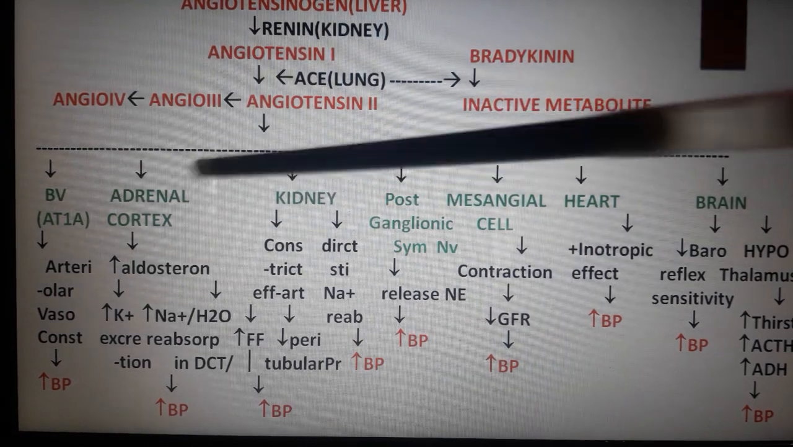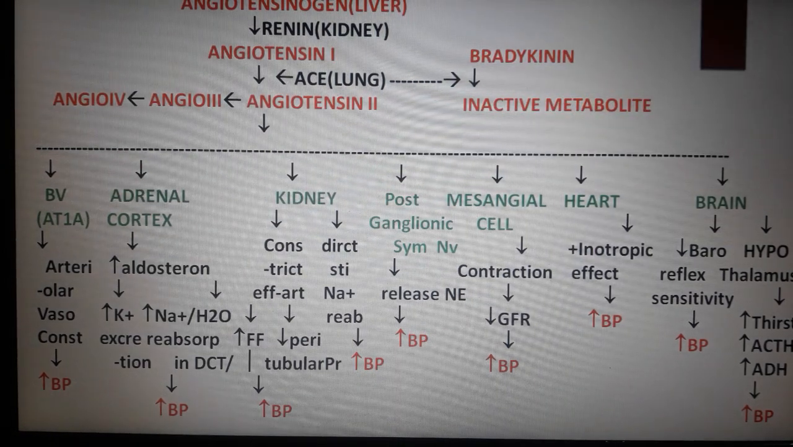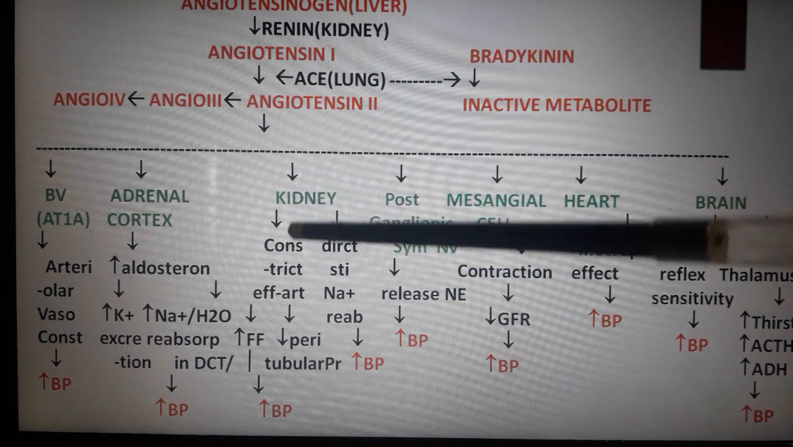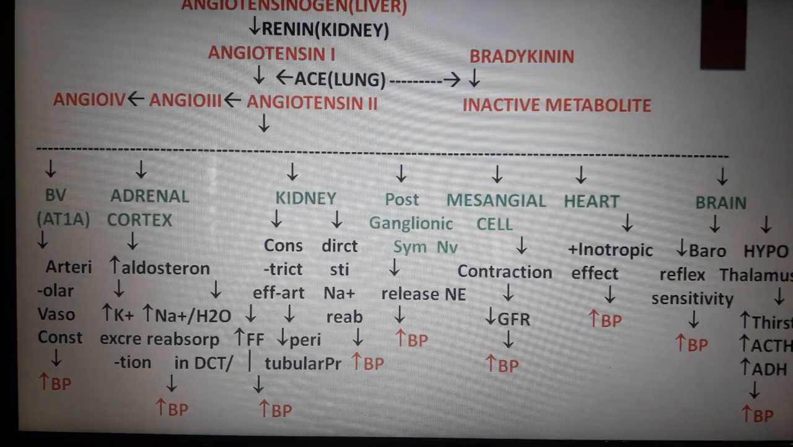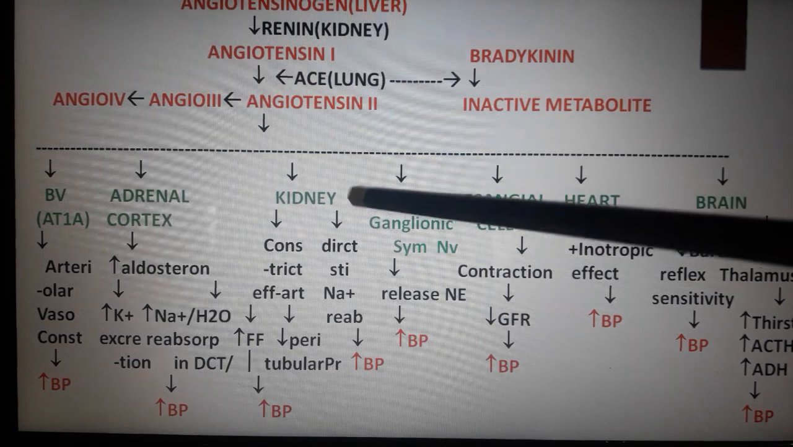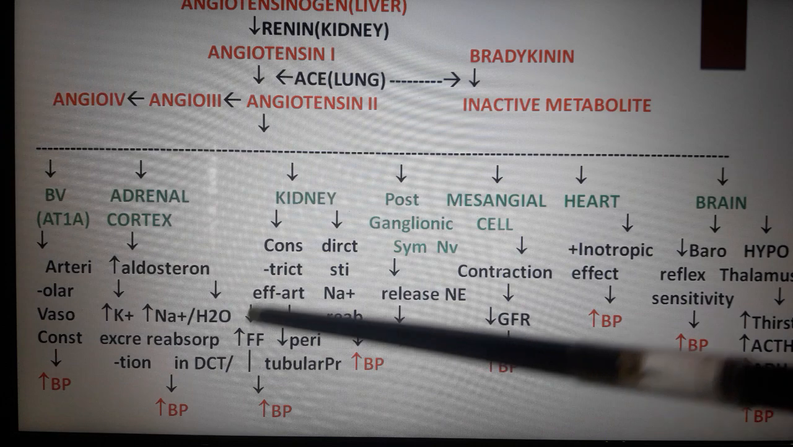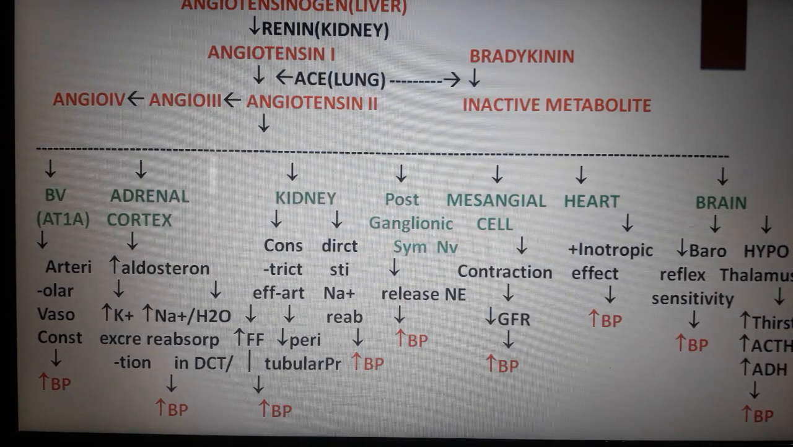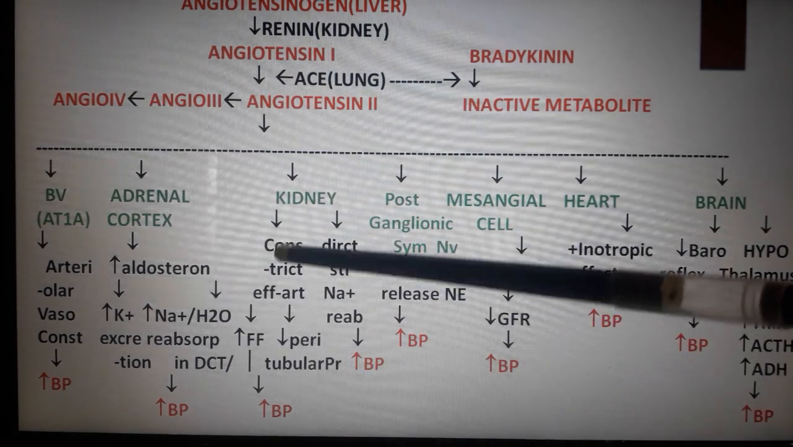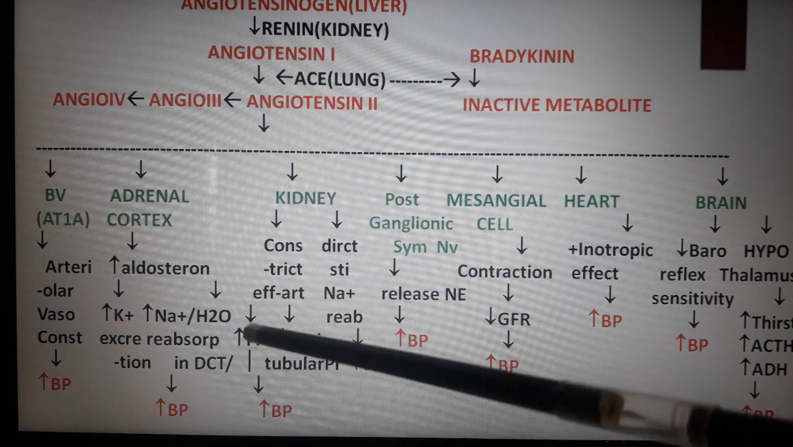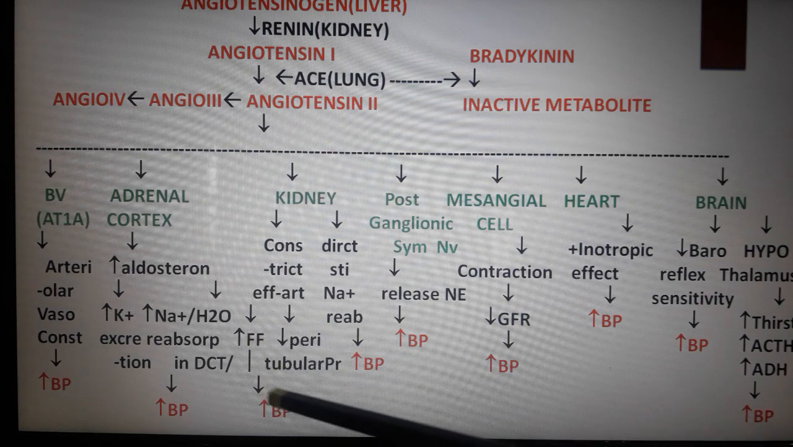In kidney, and in adrenal cortex the receptor is AT1B. Angiotensin 2 acts on kidney and it causes the constriction of the efferent arteriole. Efferent arteriole constriction, what occurs? It causes the increased filtration fraction. The glomerular capillary pressure increases and causes the increased filtration fraction, and there is a decrease of the peritubular pressure, and this decreased peritubular pressure causes the increased reabsorption, and both these actions cause the increased BP.